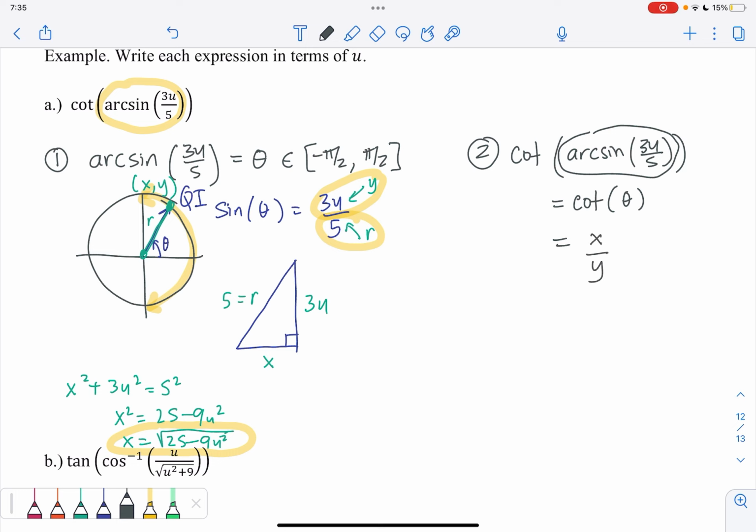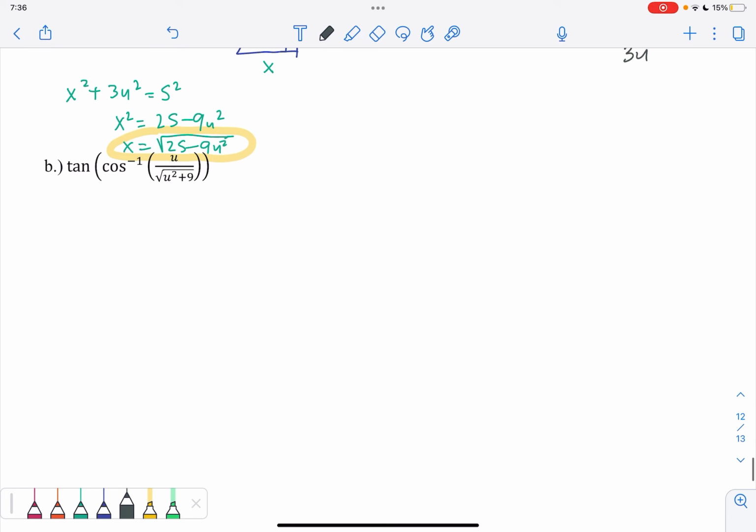And again, I'm still at that same angle, so I can still use the same x, y, and r. So what's x? x is the square root of 25 minus 9u squared, and y is just 3u. Now I'm done. No simplifying needed. Let's go to the next one.